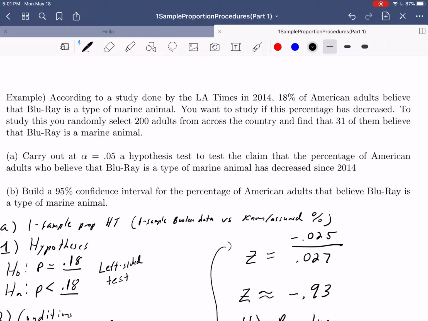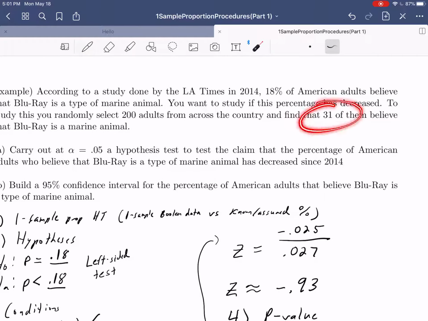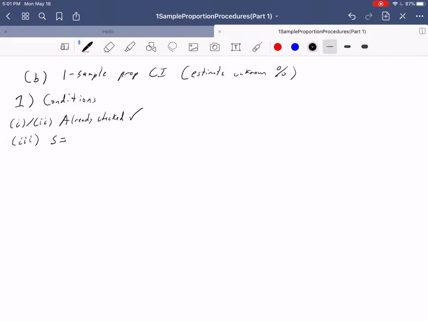Well, if we look back in our data, we know that we had 31 people say that Blu-ray was a marine animal. So we had 31 successes. That means in our data, we observed 31 people counting as a success in our categorical variable. That is greater than or equal to 10, so we're all good with that.